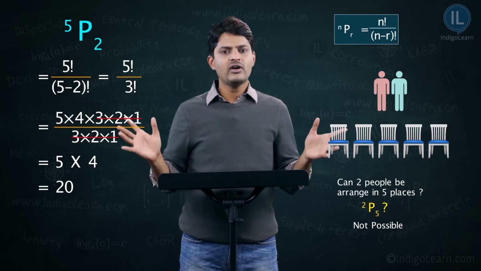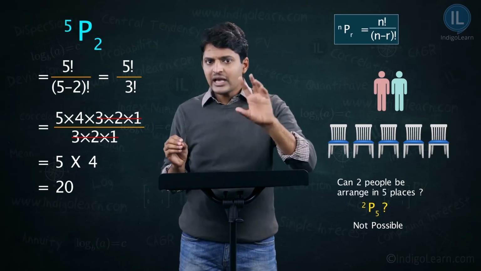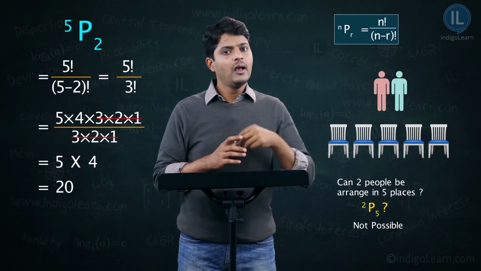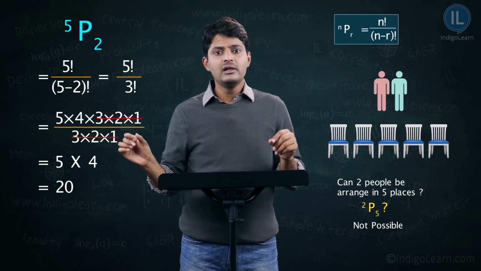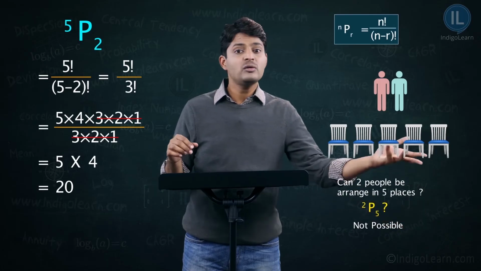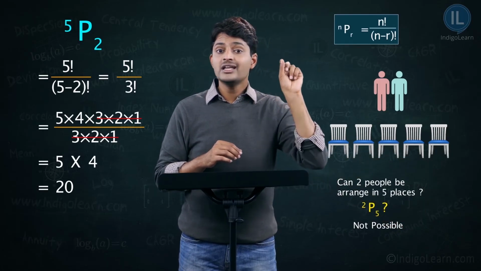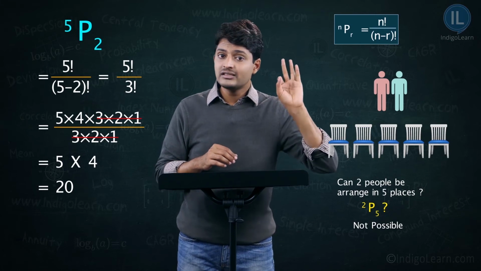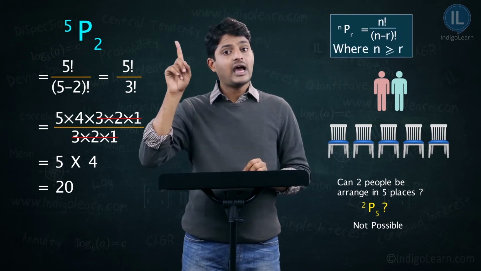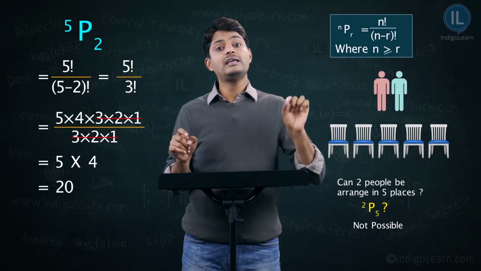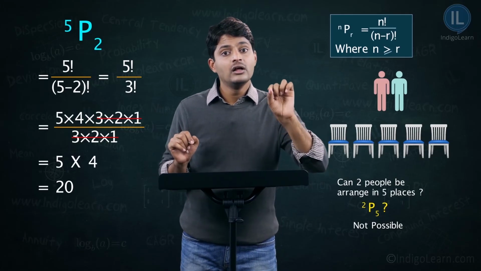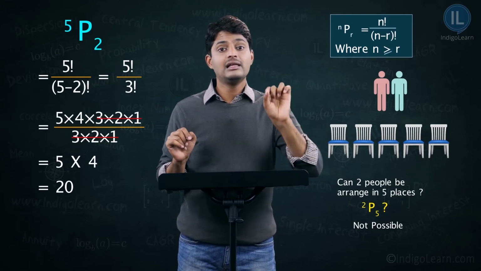You can have more than 5 people, you can choose to pick 5 out of them and arrange them, but technically if I have only 2 people and I have to fill 5 positions, which is not possible. Or in other words, whenever I use the notation nPr, always remember n is either greater than r or n is equal to r. So n can never be less than r.